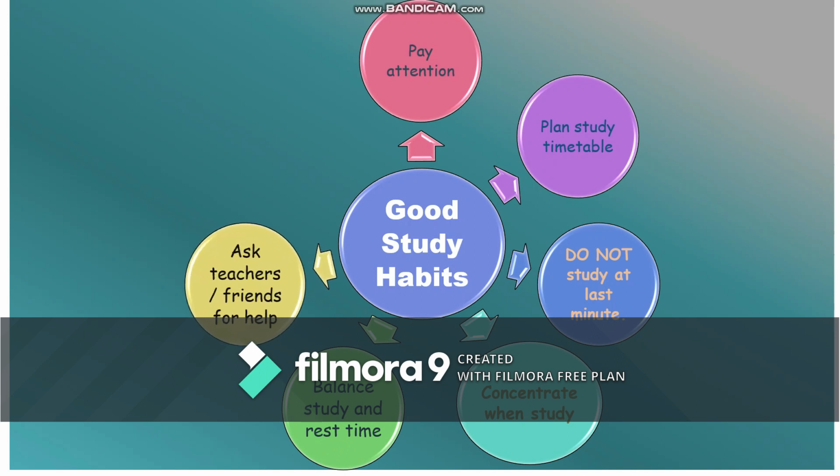And then we have balance study and rest time. Alright, this is what I mean when we need to plan a study timetable so that we can balance our study and rest time. Maybe we can study for 1 hour and then rest for 15 to 30 minutes.